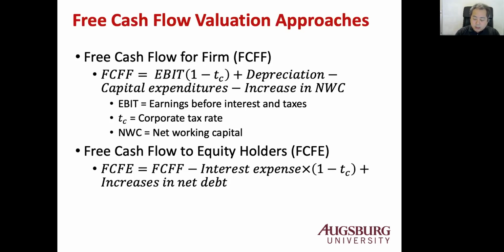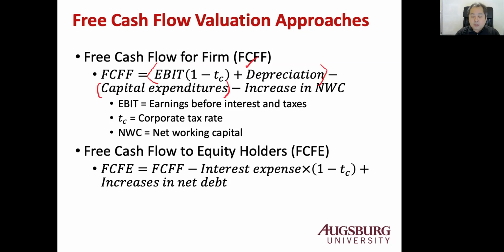The first part is the operation part. That's EBIT, earnings before interest and taxes, times 1 minus the tax rate, plus the depreciation, because depreciation is not a cash item. The second part is capital expenditure, which is the net capital spending, the amount of money that you use to buy or sell fixed assets. If you buy more assets, which means you spend more, then your cash flow declines.